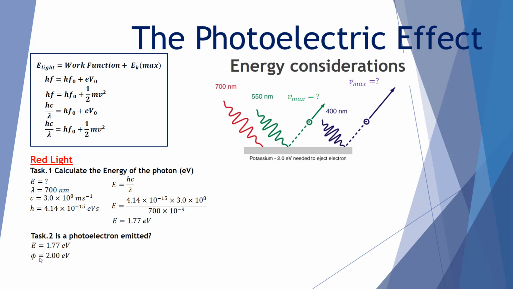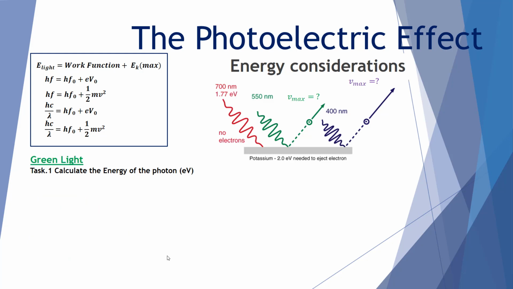Clearly not. We see that the work function of this particular metal is 2 electron volts. So we need 2 electron volts to eject a photoelectron from potassium, and this photon of light is only giving us 1.77. So unfortunately, the energy supplied by the light is less than the work function, and the photocurrent is not emitted. Let's try the green light.